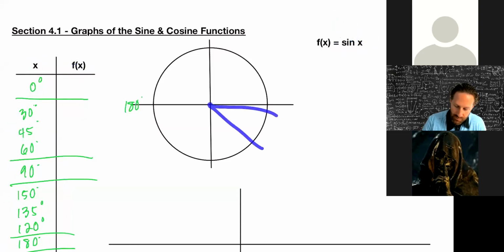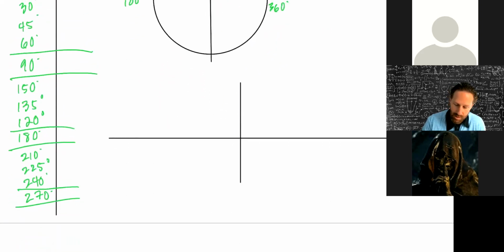What's the 30, 45, and 60 going to be in quadrant 4? Well, we'd have to subtract the 30, the 45, and the 60 from 360 to get those values. And what would they be?